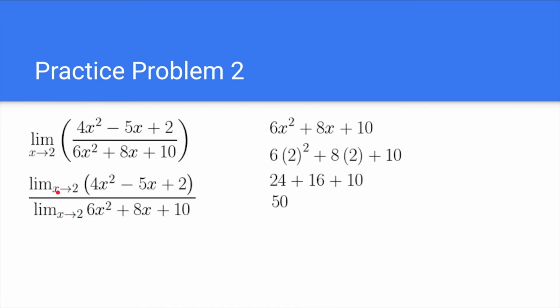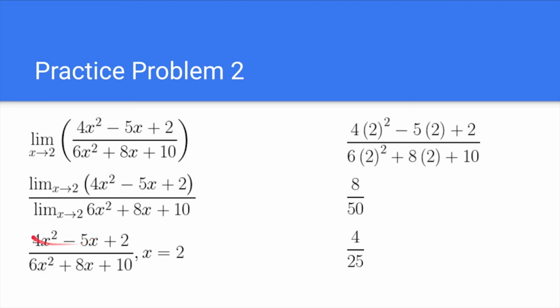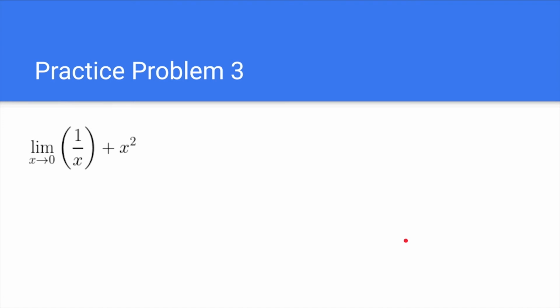So we take the limit as x approaches 2 of the top and divide that by the limit as x approaches 2 of the bottom. Then we can simplify that, because both of these are polynomials. They must be continuous on all real numbers. So we just plug in the number as we always have, and we get this. We just simplify it, and then we get 4 over 25.